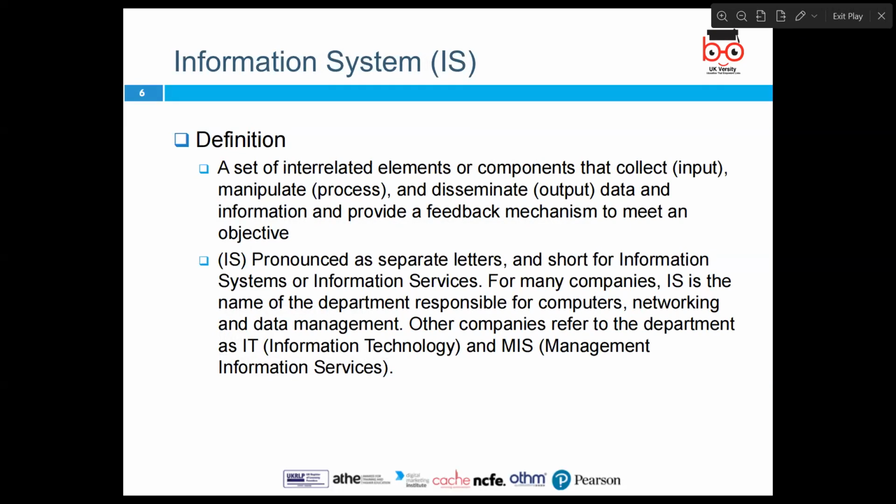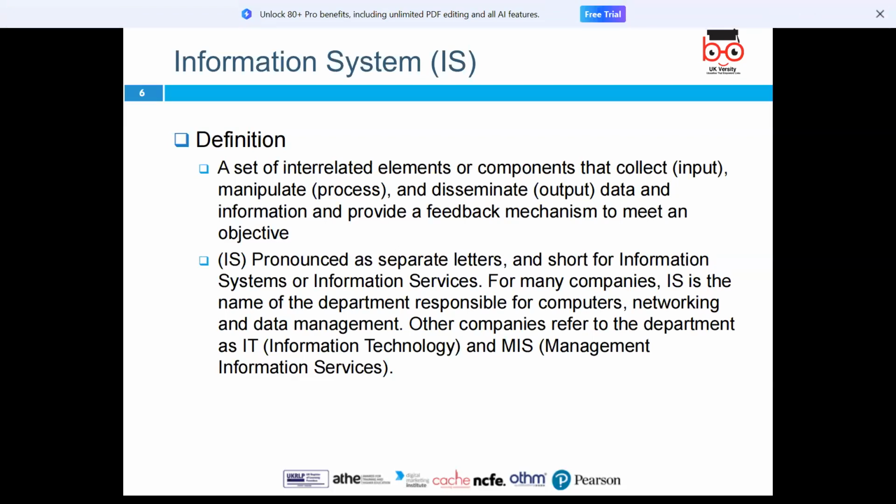Now we look into information system. Let's define what an information system is. This is a set of interrelated elements or components that collect input, manipulate them through processing, and disseminate via output data and information, and provide a feedback mechanism to meet an objective. Information system is pronounced as separate letters, short for information system or information service.